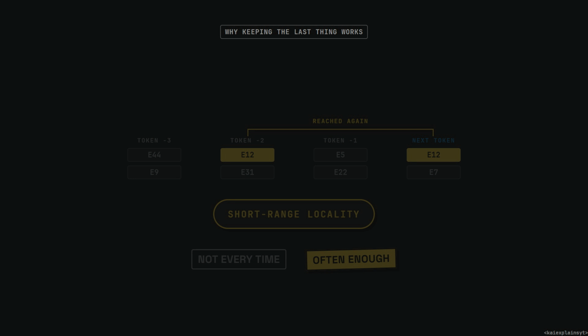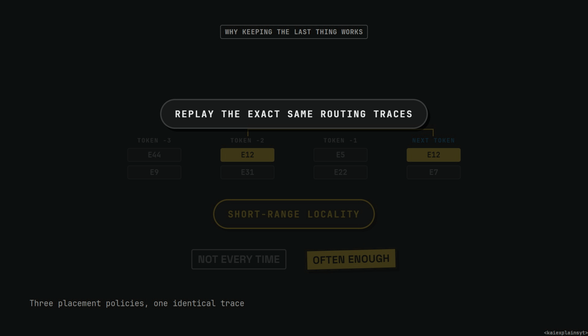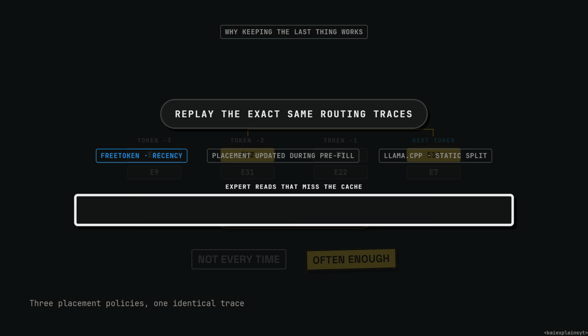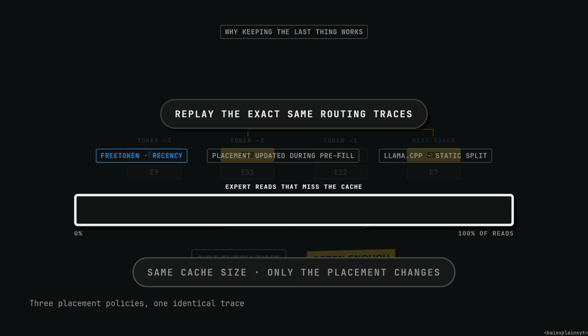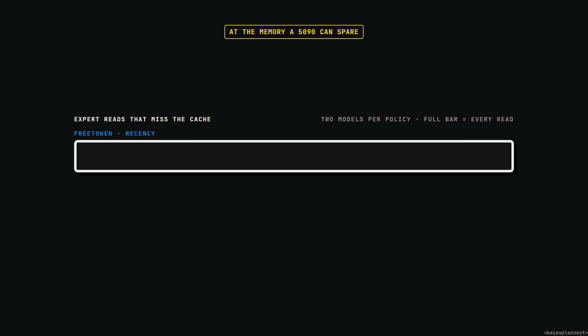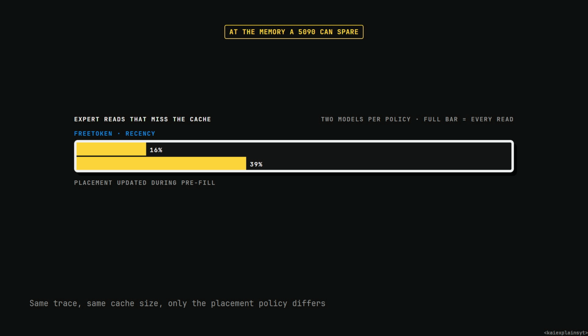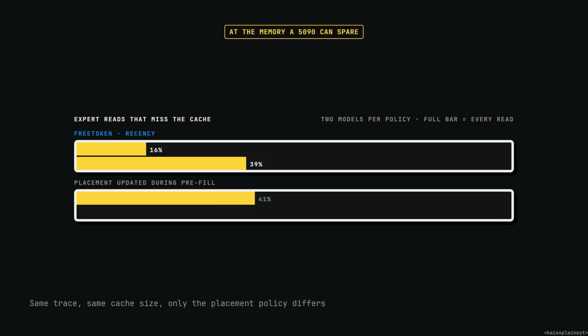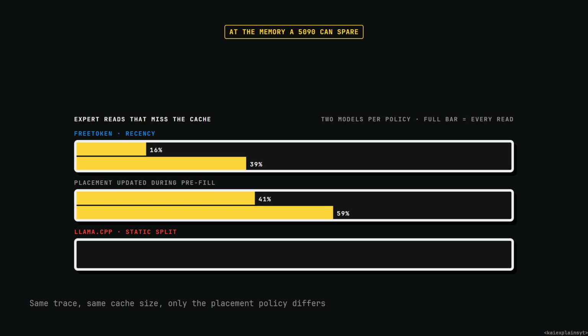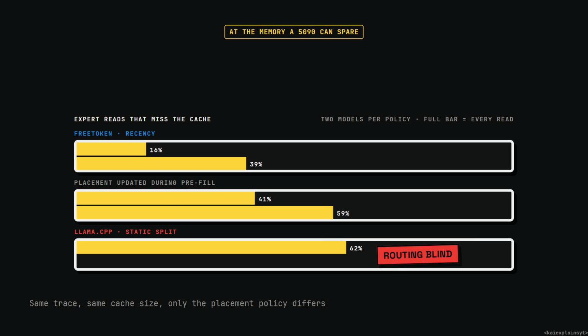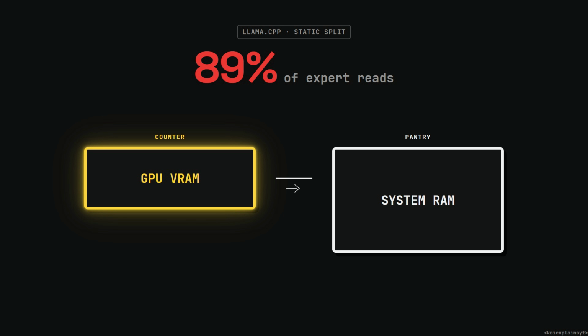The paper measures this about as fairly as you can. Replay the exact same routing traces through 3 different placement policies at the same cache size, so the traces and the memory are identical and only the placement changes. At the memory a 5090 can spare, FreeToken's recency cache misses 16% of expert reads on one model and 39% on the other. The policy that updates placement during prefill misses 41% and 59%. llama.cpp's static split, which the paper calls routing blind, misses 62% and 89%. At 89%, roughly 9 reads out of 10 send somebody down the hall.